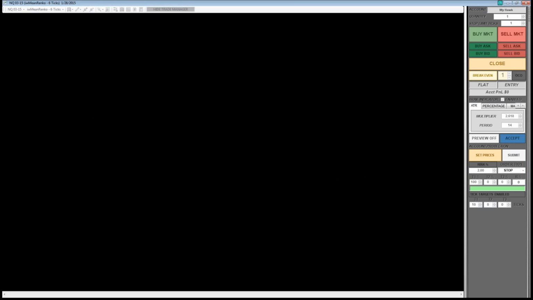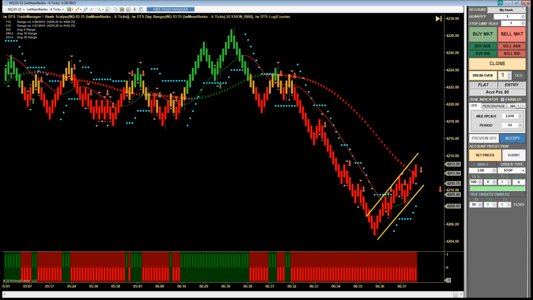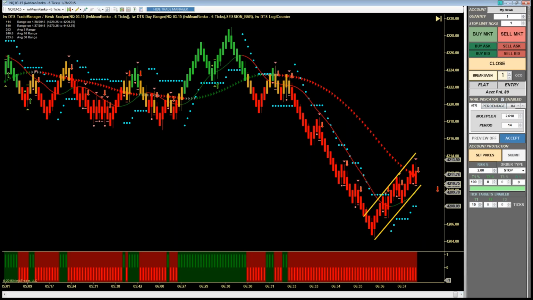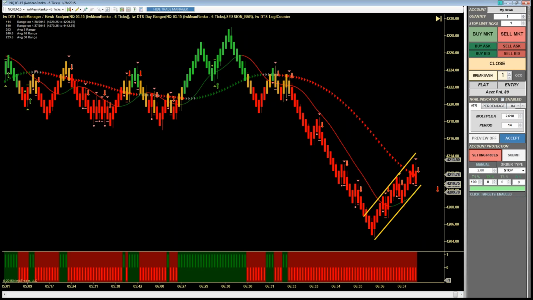Oops. Come on. Did I break it? Hold on one second. I changed something midstream there. It didn't like that. I need to refresh it. See if that doesn't fix it. It doesn't like when you change things right in the middle of a setup.